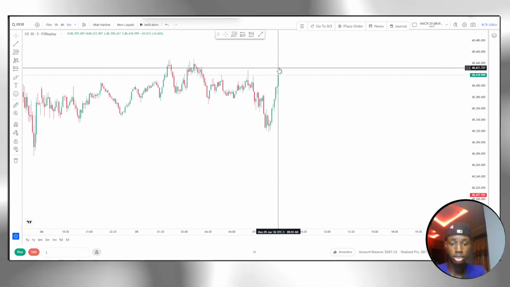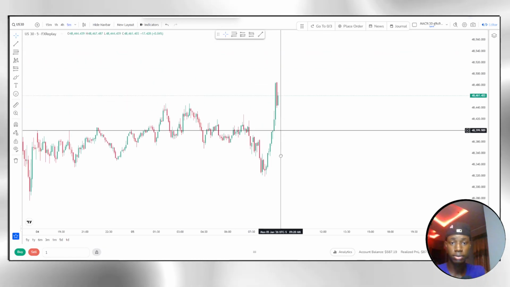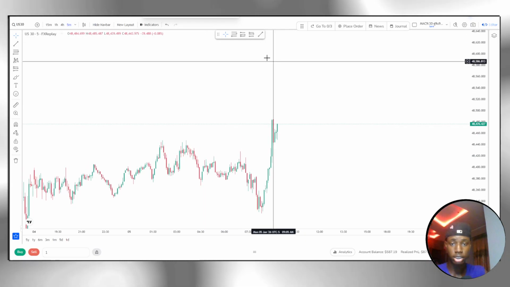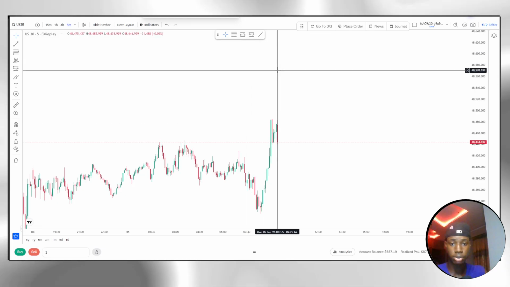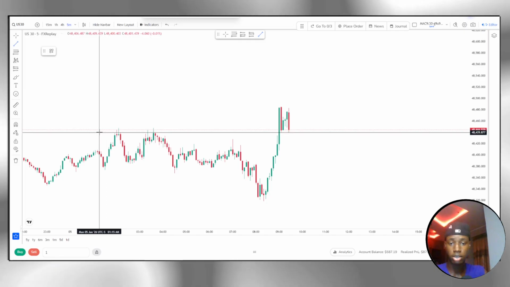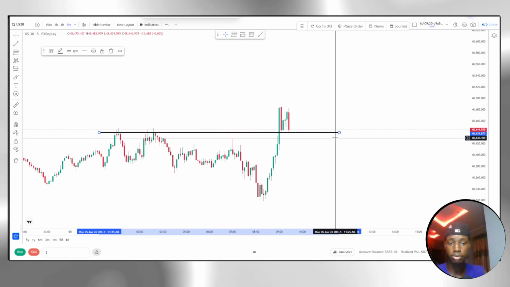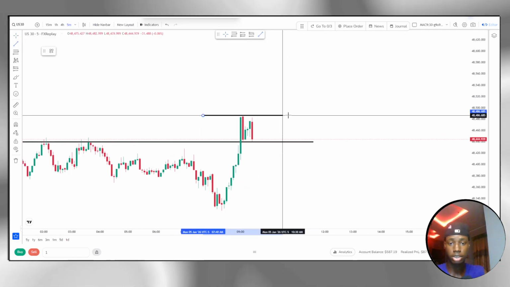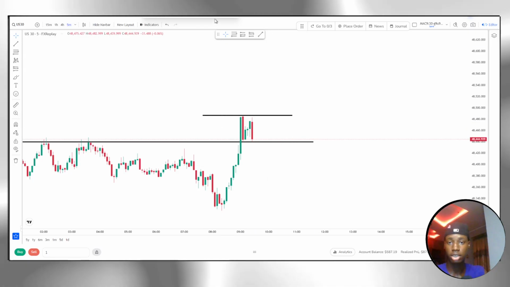So this is 8:55, this is 9:10, 9:20, 9:25. Okay, I can see a good level here. If we break below this level here, I'll take a sell trade. If we break above this level here, I'll take a buy trade.